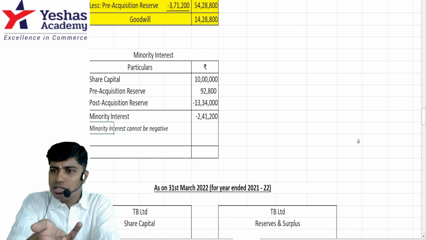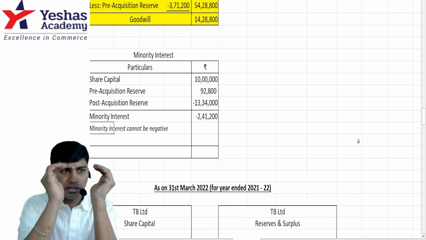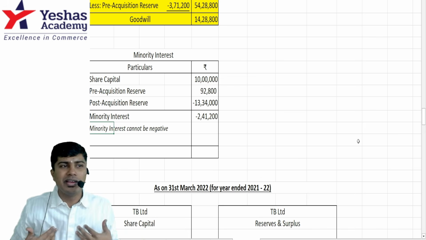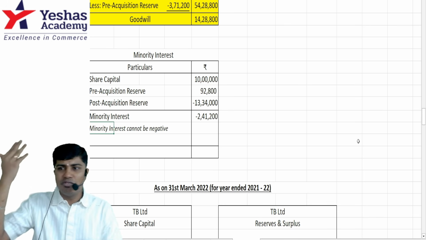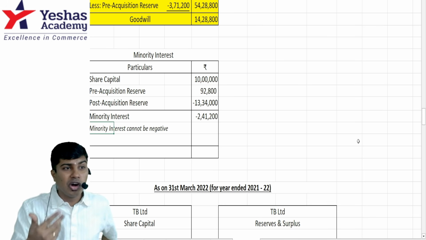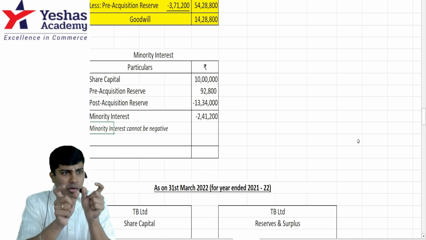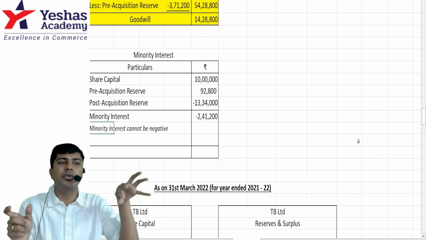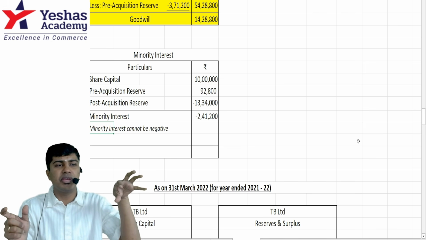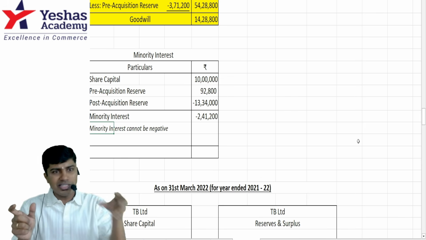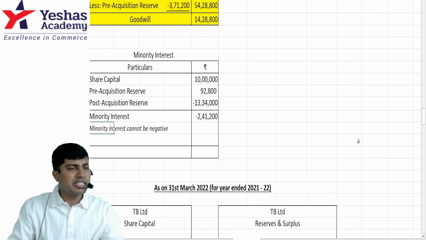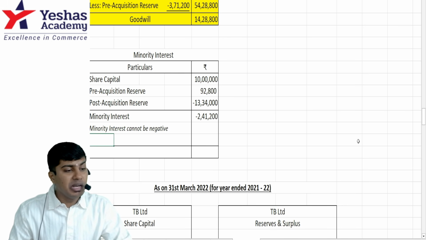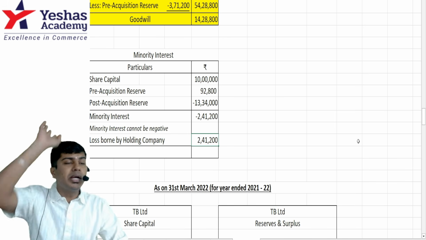Someone has to bear the loss. Total loss is there. 80% to us, 20% to minority. If minority doesn't bear, I should bear. Like partnership. You must have done in foundation, partnership, dissolution or loss. When the loss is coming, both the partners should bear. If one of the partners says, I am partner in the case of profits only, if there is profit, you call me, if there is loss, I don't care, then that loss has to be borne by the other partner. So this minus 2,41,200 loss of minority will be actually borne by holding company.